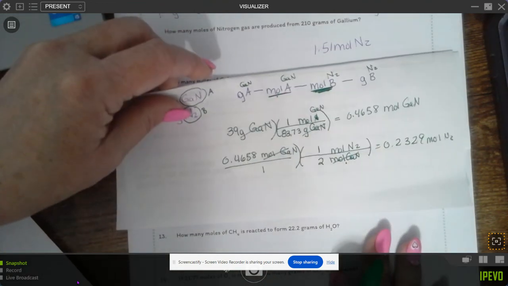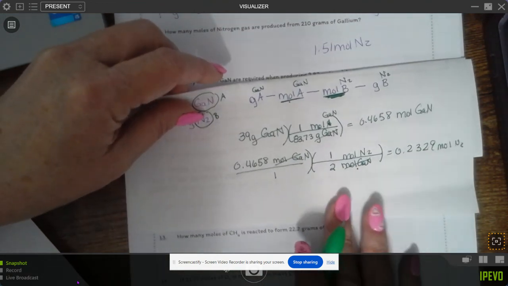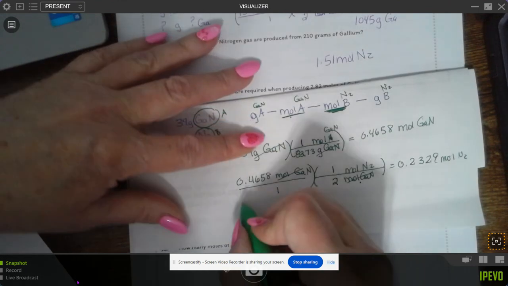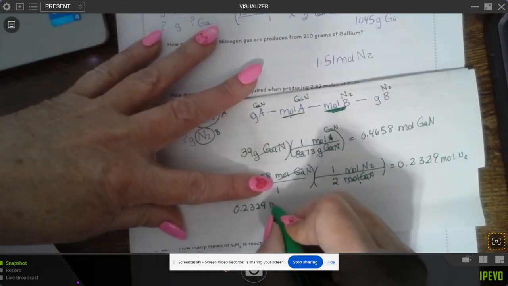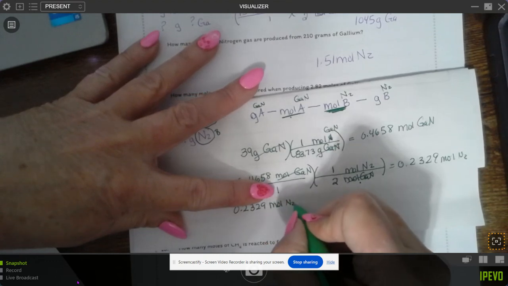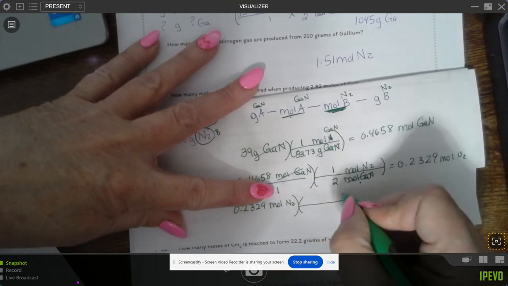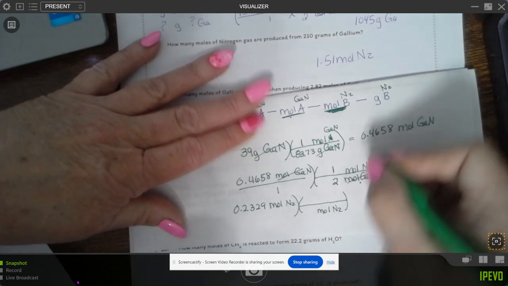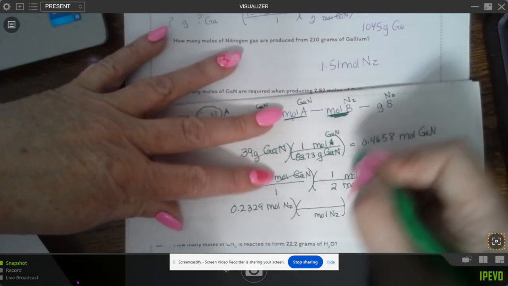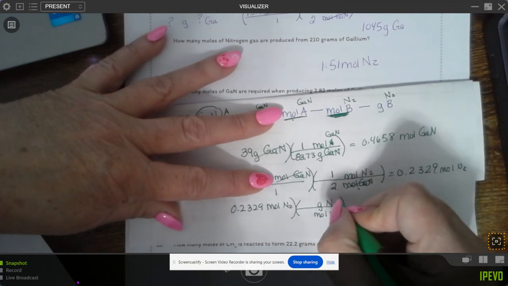All right, so that gets me to right here in my mole map. So now I need to go from moles of N2 to grams of N2. All right, so 0.2329 moles of N2. Moles of N2 is going to go on the bottom. Grams of N2 is going to go on the top.